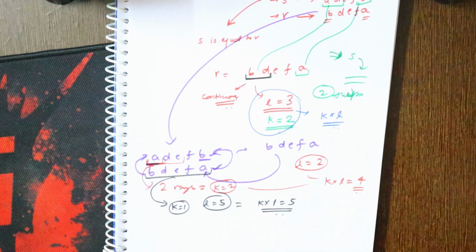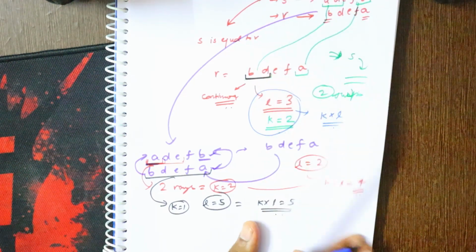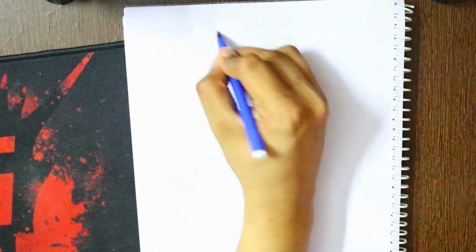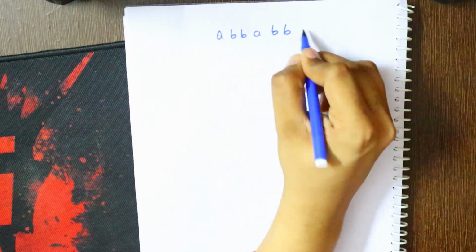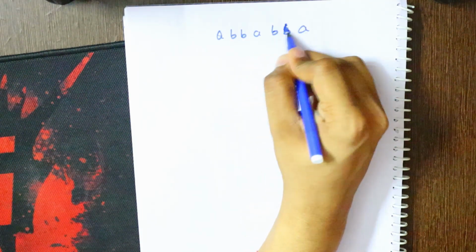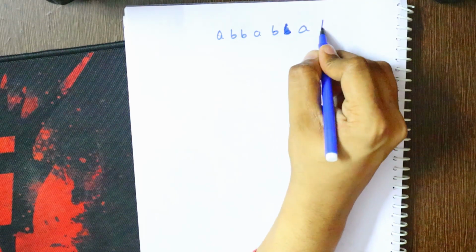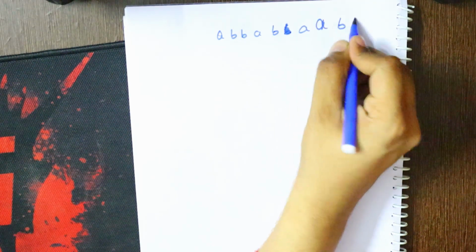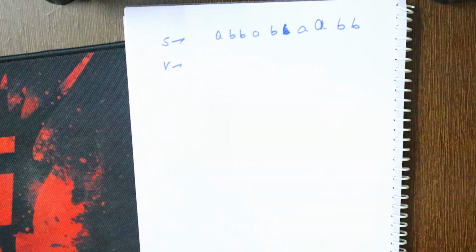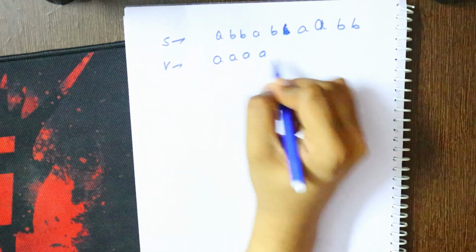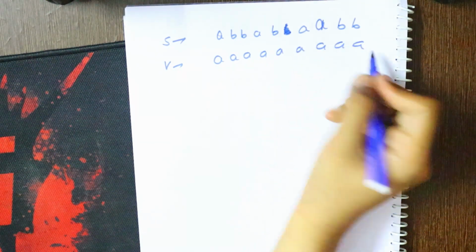For that example I will explain the solution. Let's have this example: A, B, B, A, B, B, and this one, A, A, B, B. Suppose it is string S, and the R string is all A's.